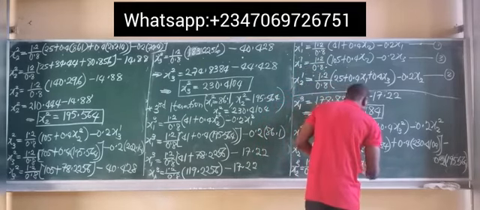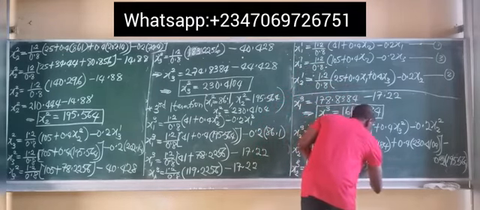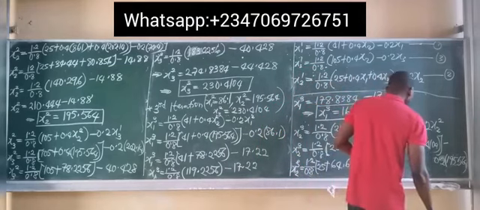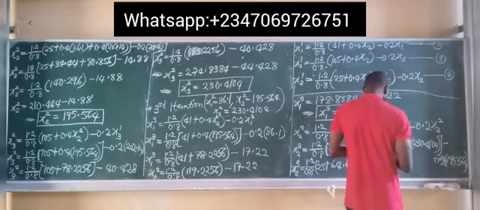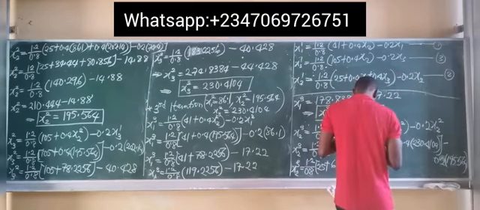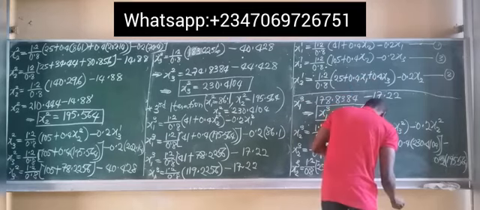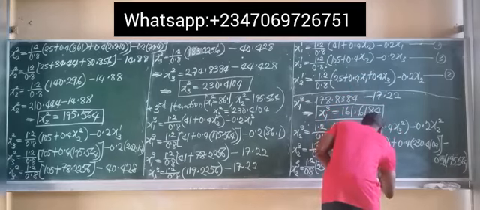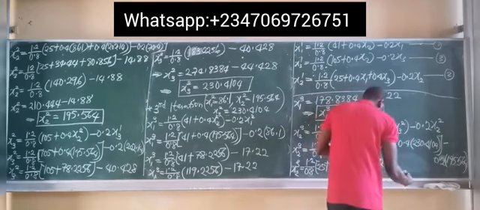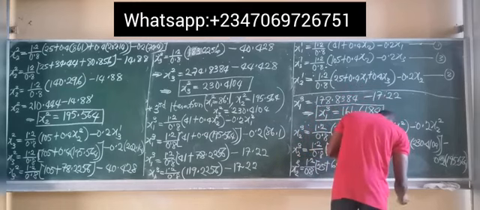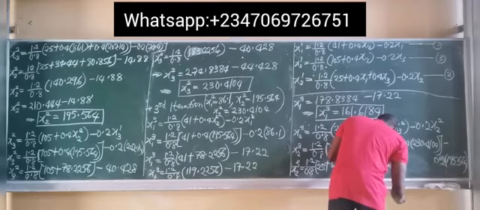Plus, then again I will evaluate 0.4 multiplied by 230.4104. I have 92.16416, that's 5 decimal places, always approximate to 4 decimal places. It becomes 92.1642.